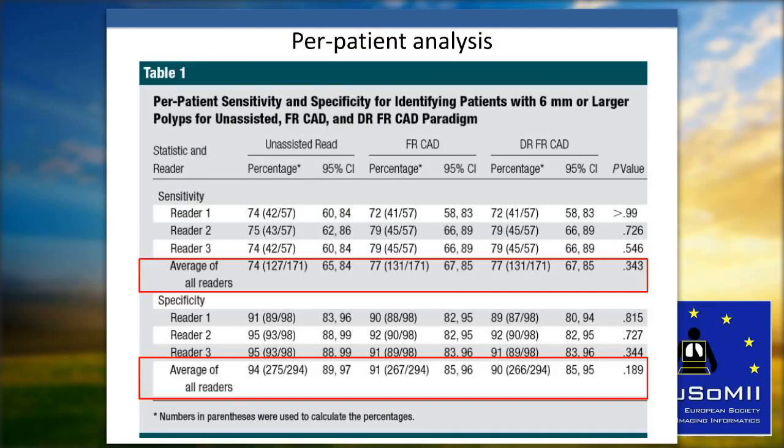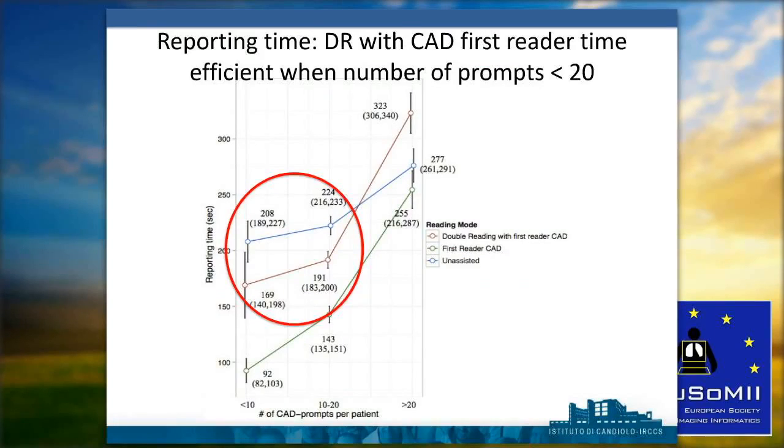And what we found out here is that we had pretty much the same specificity and sensitivity as unassisted read, 74% here versus 77% of first read CAD and 77% of double read first read CAD, no drop in specificity, and also that reading times were actually much better, because if we had a reasonable number of prompts, we would get reading times which were lower than unassisted read.